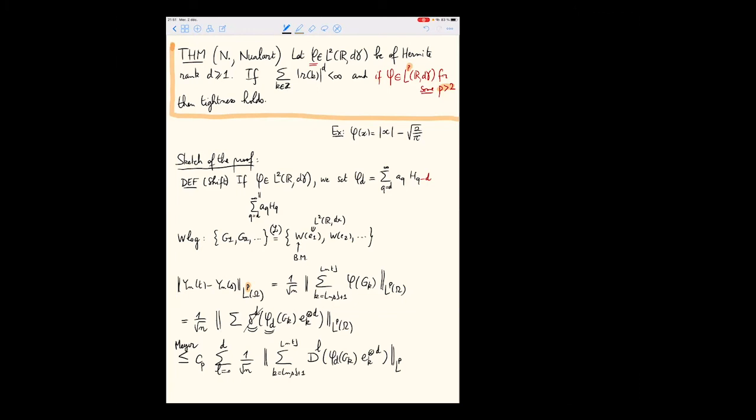Okay, and now what I do is a little trick here, not really a trick, but I say that the L^p norm is the L^{p/2} norm of the square.